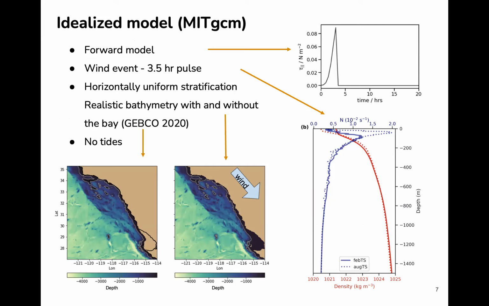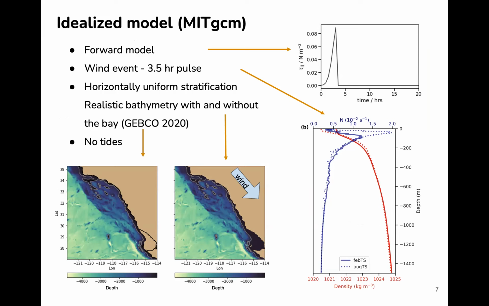The only forcing that we have is a wind event, or wind pulse, that lasts 3.5 hours. We can see here that it ramps up, and then after 3.5 hours there is no more forcing and no more energy going into the model. It is stratified, and the stratification comes from very average data, but it is horizontally uniform. But the bathymetry is real.